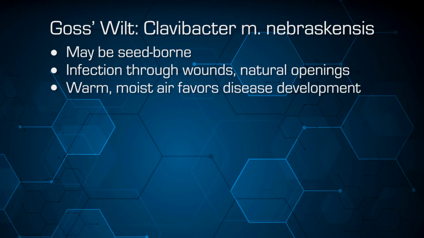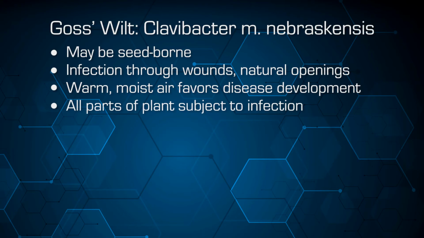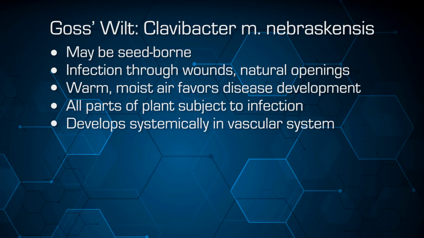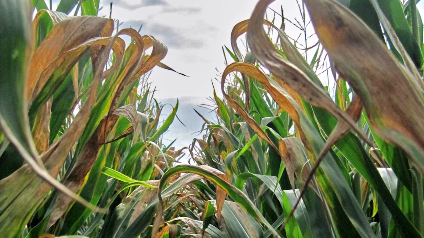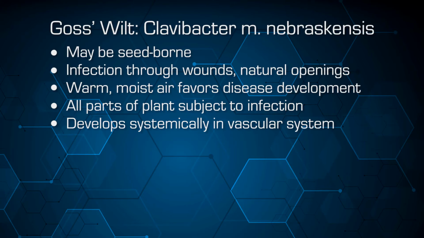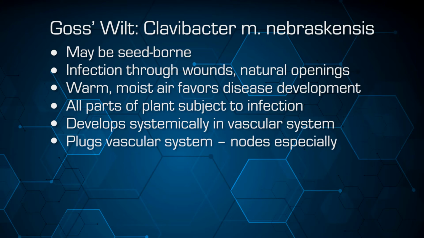Warm, moist air favors disease development. Those are characteristics where we see very severe losses, and all of the tissues of the plant are susceptible to infection. This is a vascular disease, and it develops systemically. That critical period where you have a higher nutrient need is especially reduced as a result of the vascular plugging from this pathogen.